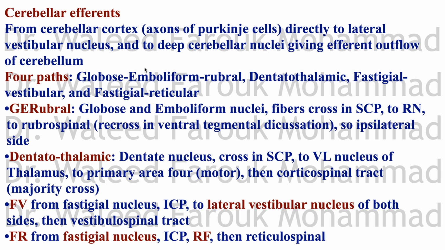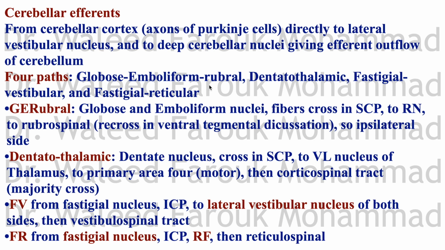Cerebellar efferents arise from the cerebellar cortex. They are axons of Purkinje cells directly to the lateral vestibular nucleus, and then to the deep cerebellar nuclei. Also from the deep cerebellar nuclei, giving the efferent outflow of the cerebellum. There are four major paths: the globose emboliform rubral, or from the nucleus interpositus, actually, to the red nucleus; dentatothalamic fibers from the dentate nucleus to the thalamus; fastigial vestibular from the fastigial nucleus to the vestibular nuclei; and fastigial reticular from fastigial to the reticular formation.